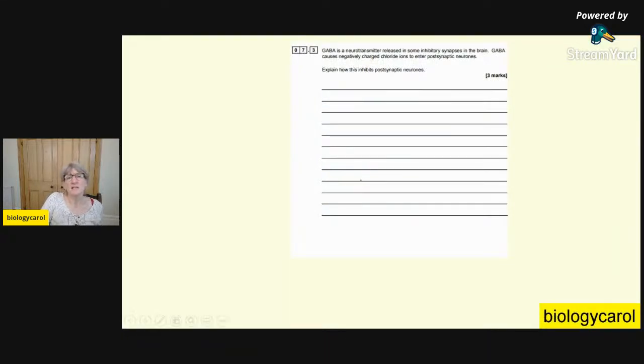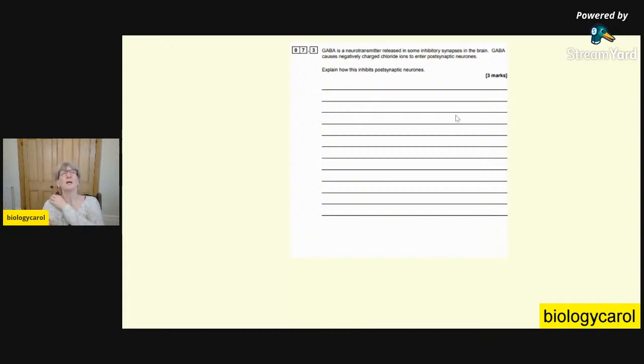GABA, a neurotransmitter released by inhibitory synapses in the brain. Inhibitory synapses are ones that tend to stop the nerve impulse, via neurotransmitters jumping across the synapse and continuing an action potential. They tend to stop that happening. They inhibit. GABA causes negatively charged chloride ions to enter postsynaptic neurons. That makes sense to me. Explain how this inhibits postsynaptic neurons.